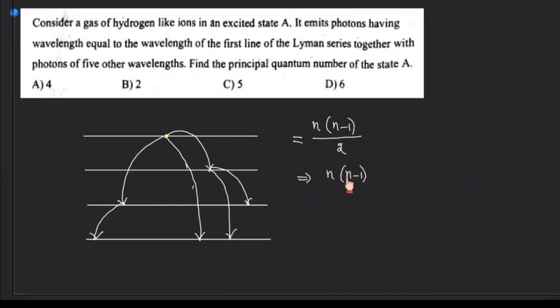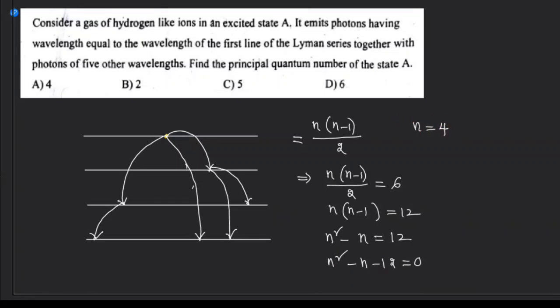n into n minus 1 by 2 is equal to how much? There is 1 here, there is 5 here, so this becomes 6. So n into n minus 1 will be equal to 12, and if I just multiply, n square minus n will be equal to 12. Therefore n square minus n minus 12 equal to 0, right? If I simply calculate this, n equals 4. That is the answer for this question. So please carry forward this formula for the next exam, right?